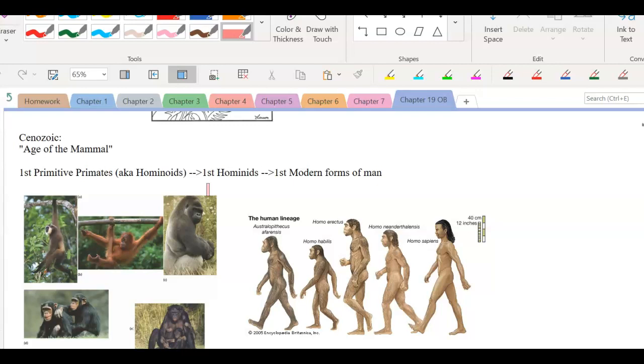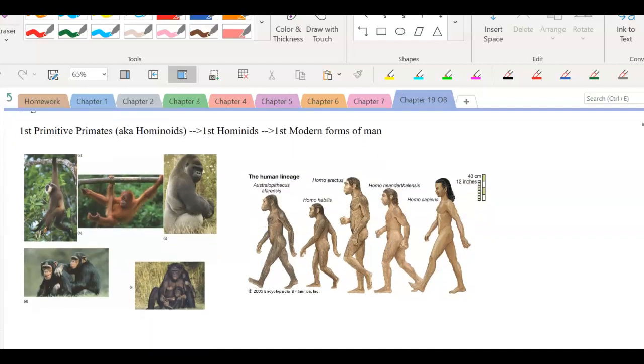We see the first primitive primates, also known as hominoids. We call those the great apes. We developed in a separate branch. We're the first hominids that walked on 2 feet. And then that leads to the most modern forms of man today, which would be the Homo sapien. That's where we are right here. And you can see just the change in the structure based on their diet, based on their habitat, and based on their climate. Okay, that's it.